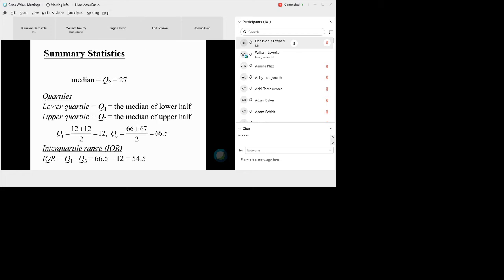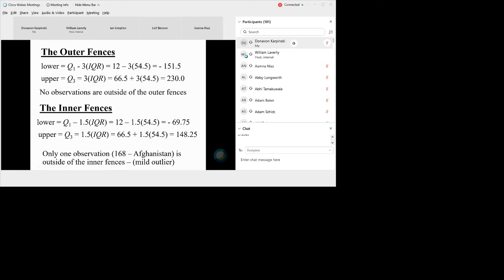The interquartile range is the difference between Q1 and Q3. Is that supposed to be Q3 minus Q1? Yeah, it's Q3 minus Q1 because Q3 is always larger. So I've got a typographical error there.